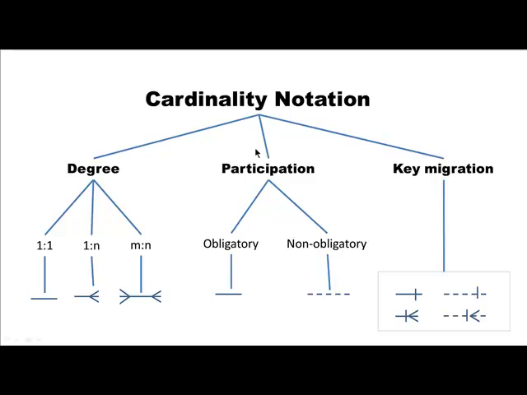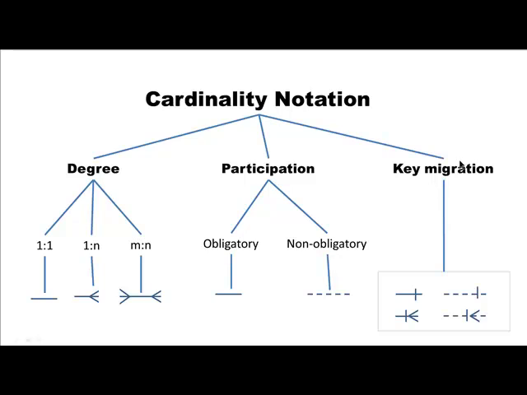And then, of course, we looked at participation. That is, in a relationship, whether a particular entity type has to participate, in other words, is compelled to participate, or participation is optional. So that is obligatory versus non-obligatory participation. And we saw that when it's obligatory, the half line next to the entity that must participate is solid. And when it's non-obligatory, the half line next to the entity that need not participate is a dashed line.